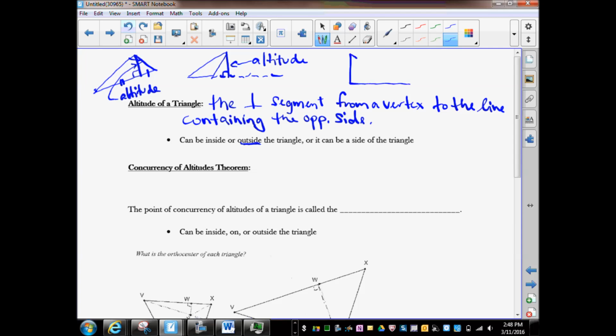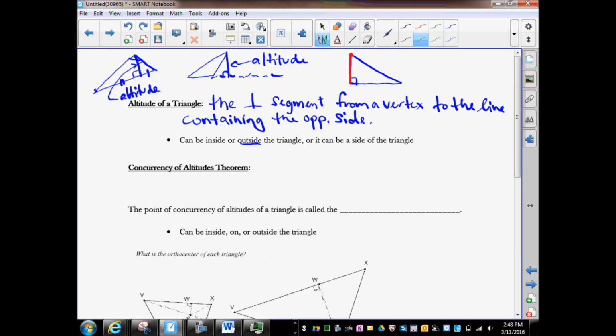Wait, so altitude's what? The highest point? So altitude, we have an altitude for each vertex. It goes from each vertex to the opposite side. So we have 3 different altitudes. Your altitude goes from the vertex to the opposite side and heads up perpendicularly. So what Sarab just asked is, what if we have a right triangle? My altitude from this vertex would be the side itself.